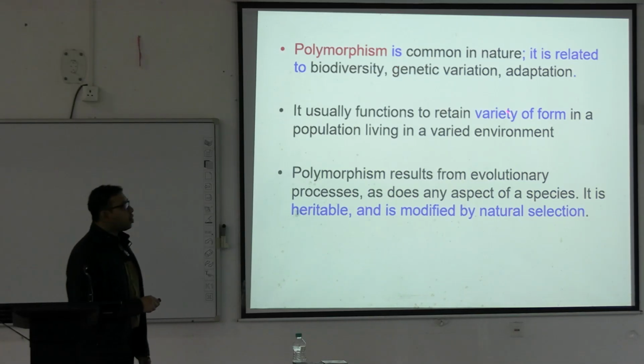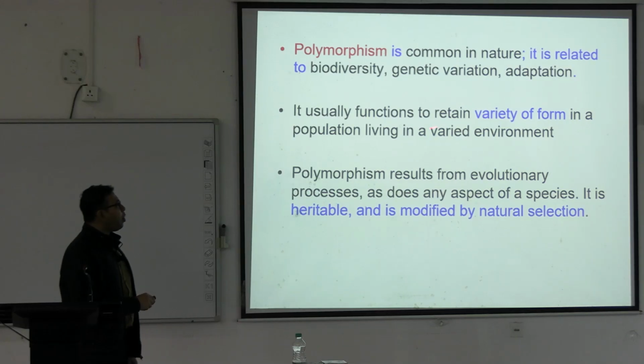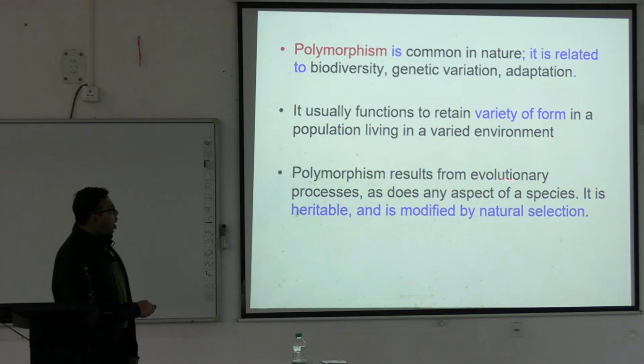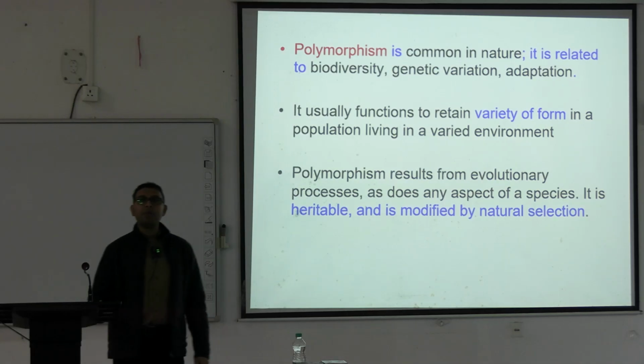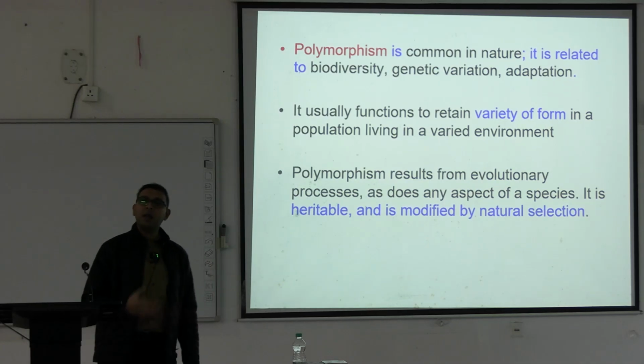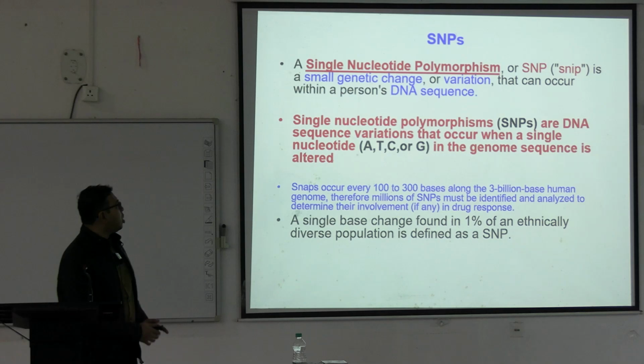So it usually functions to retain variety of form in a population living in a varied environment, and polymorphism basically results from evolutionary processes for the different types of the species, and it is heritable and is modified by the natural selection. Again, some polymorphism is not needed for natural selection, that will be removed in due course.